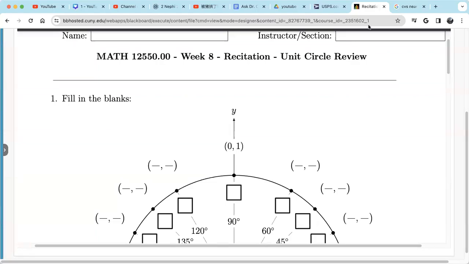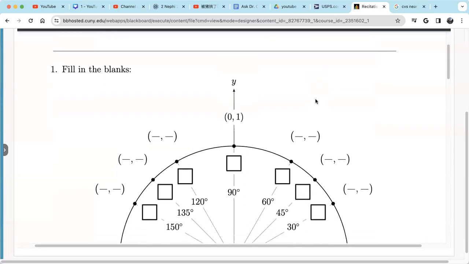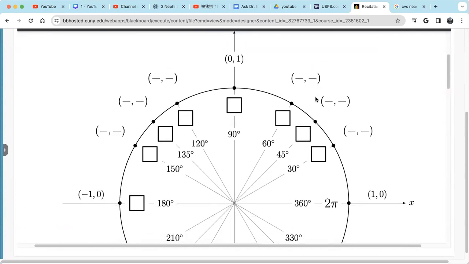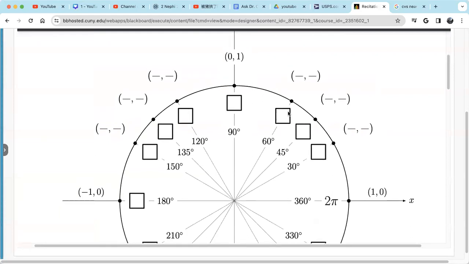Recitation 8. So it's trig functions. So let's see, we have this big circle. We need to fill in the blanks. Let's do the first half, the first quadrant and the second quadrant.